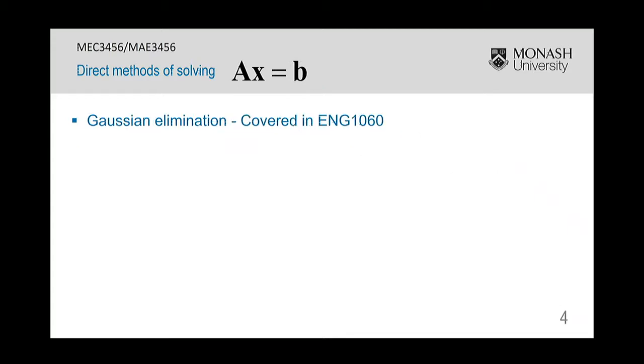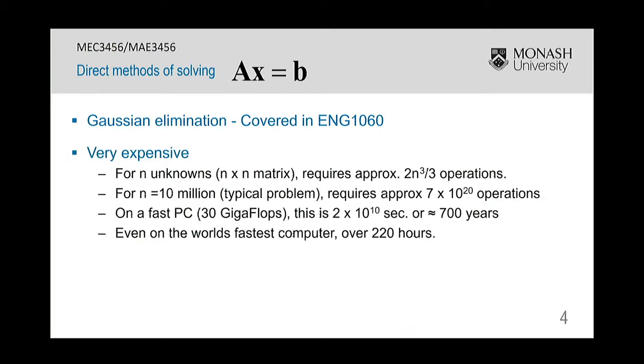The second direct method of solving this linear equation is Gaussian elimination, and this subject was covered in Eng 1060. We spent 2 lectures on Gaussian elimination, so I'm not going to go through it here. We do know it's very expensive. For n unknowns, it requires approximately 2/3 n^3 operations. If you have 10 million unknowns, which is actually a typical size problem for fluid mechanics or structural engineering, this requires over 7 x 10^20 operations. On a fast PC, we're looking at 700 years. Even on the world's fastest supercomputer, if you could parallelize your code well, we're looking at over 200 hours.